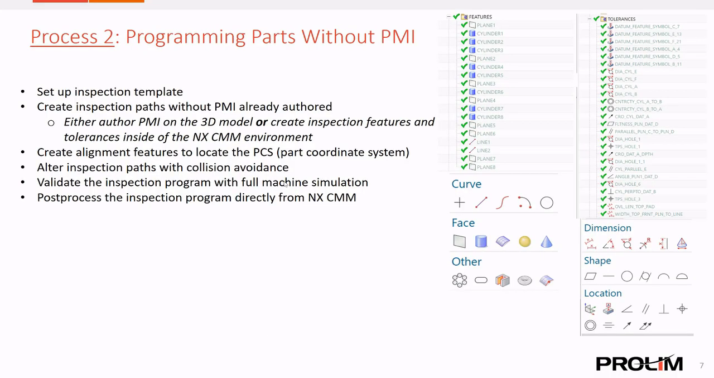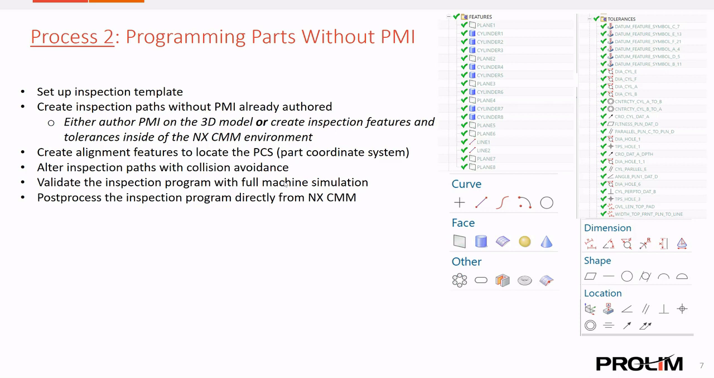Okay, so let's go ahead here and look at the second process that we can use for creating inspection programs. The second process is if you get a model that doesn't have PMI. So if you're not using PMI today, you'll have to use this process. Or you might also receive a part such as a step file or a neutral format that doesn't have any associated PMI on the model itself.